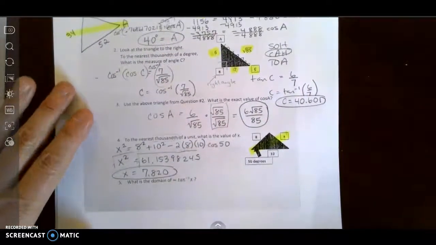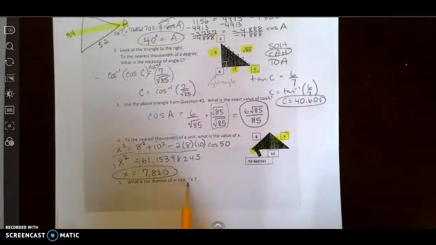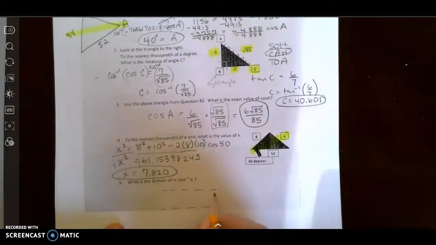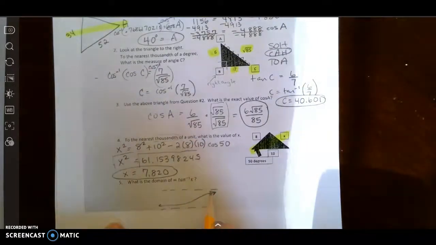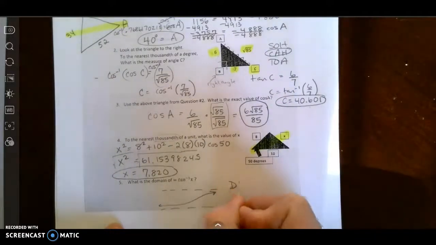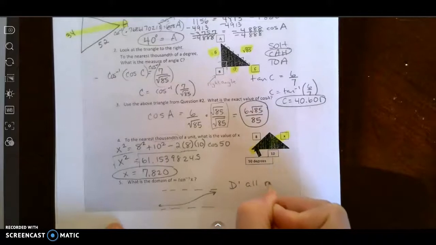What is the domain for the inverse tangent? Well, I think about that graph. Remember my graph for the inverse had the 2 asymptotes, and then it went like this. Well, my x's went forever and ever in both directions, so the domain is all reals.